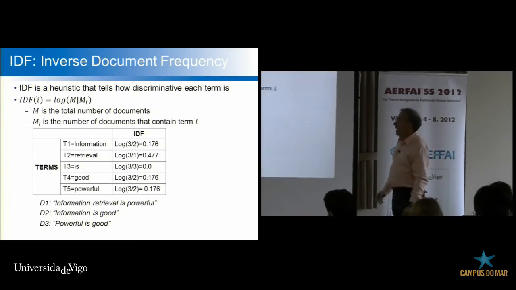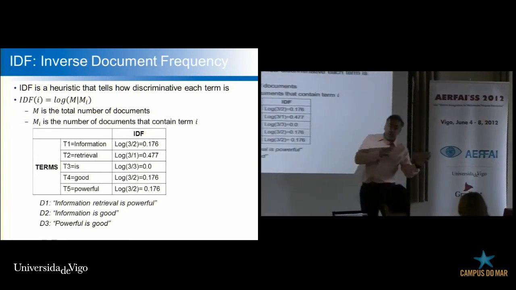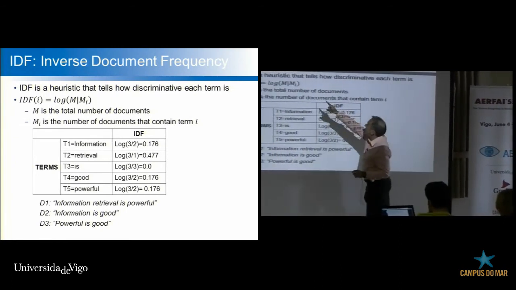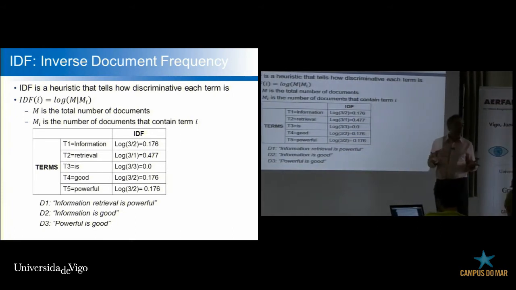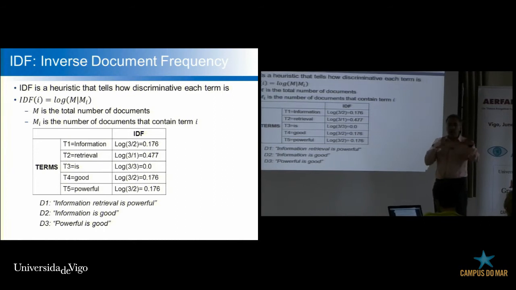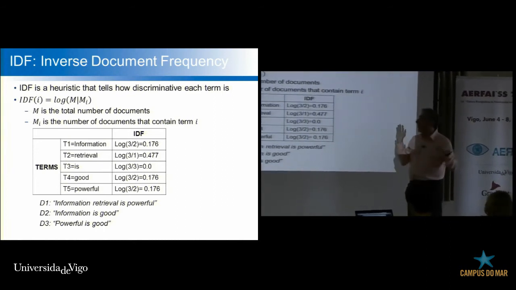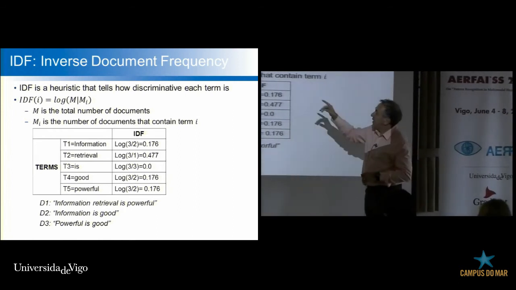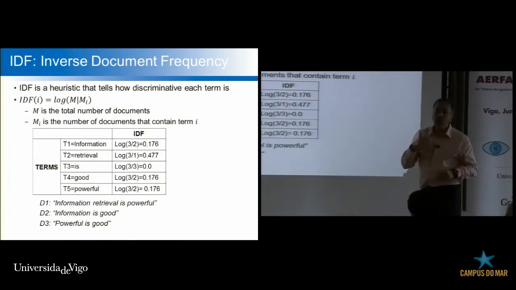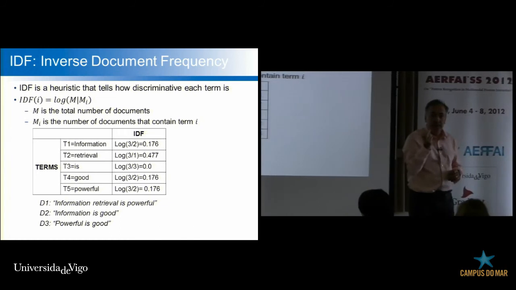Now we have IDF. We said TF-IDF, TF is term frequency, IDF is inverse document frequency. And essentially it's a hack. The first time I heard this, I, like with all these principled algorithms, was totally disgusted because this is a hack. Inverse document frequency, not quite. It's a heuristic that tells me how discriminative each term is.